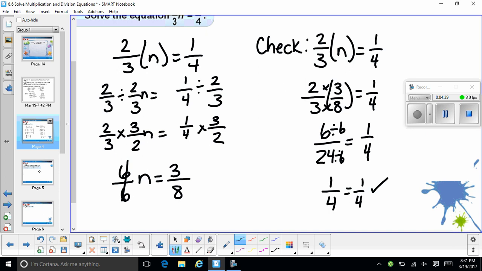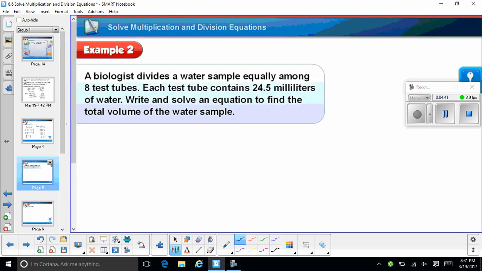Let's go ahead and take a look at another problem. In this particular word problem, they do not give me an equation, so I need to go ahead and set that up before I can solve. A biologist divides a water sample equally among 8 test tubes. Each test tube contains 24.5 milliliters of water. Write and solve an equation to find the total volume of the water sample.